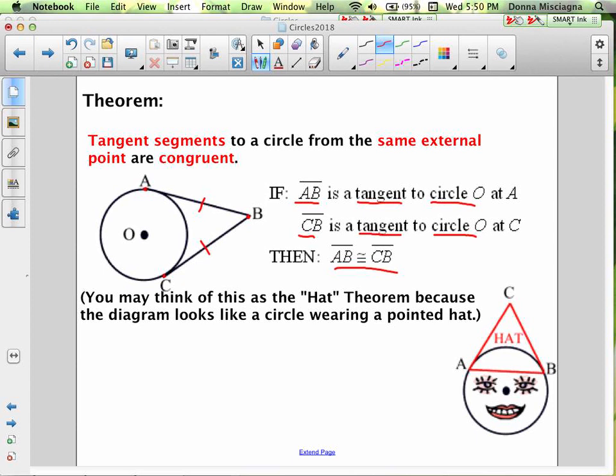they're congruent. You may think of this as the hat theorem, and it's really called that because the diagram looks like a circle wearing a pointed hat. So remember that picture, and you'll remember that these two segments are congruent.